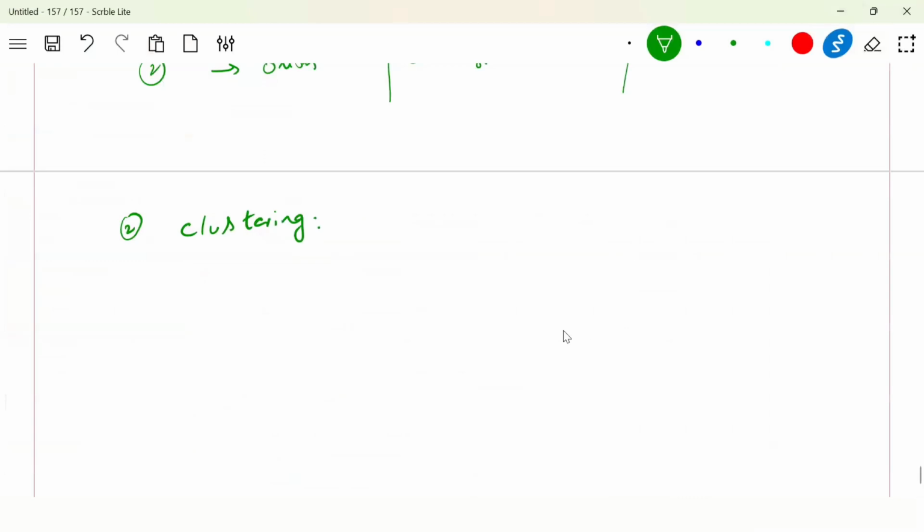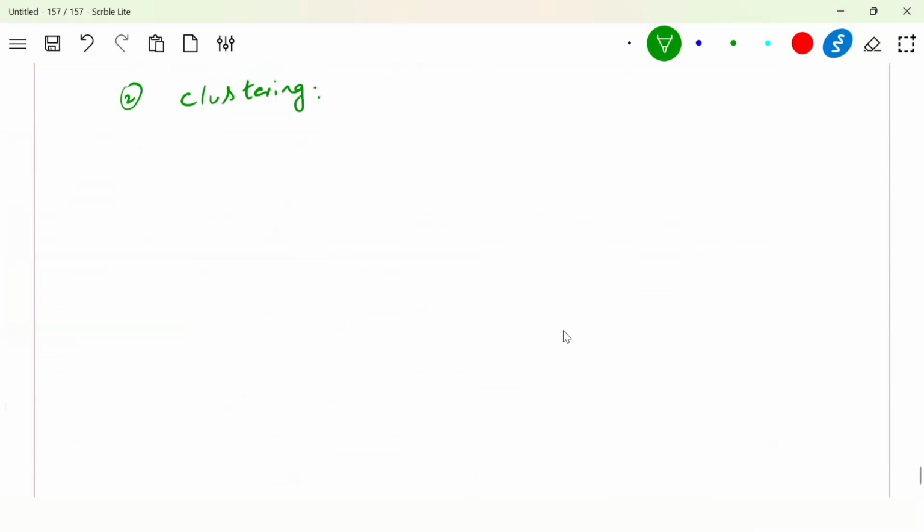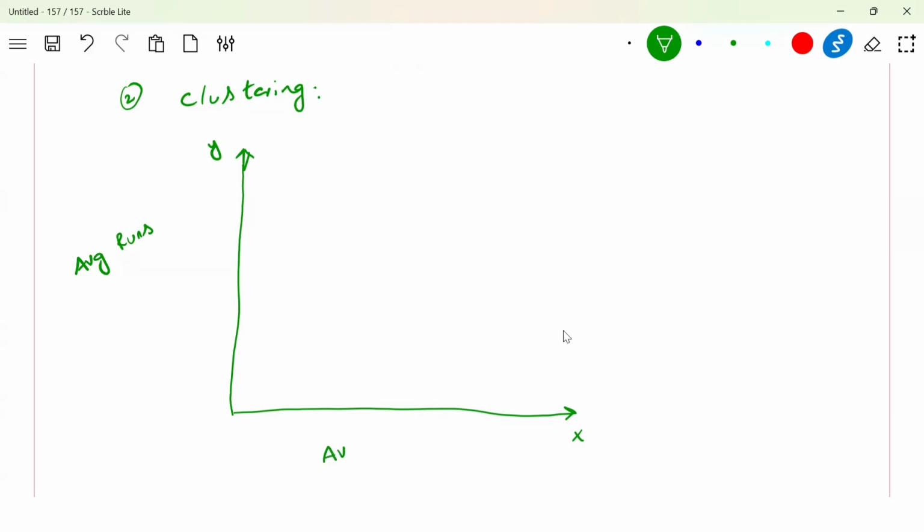So what I'm doing is I'm taking two things. Come here. Let me take it like this. Consider this as my y-axis. Consider this as my x-axis. So this is my y, this is my x. On the y-axis, I'm taking average runs, the average runs of different batsmen. And on the x-axis, I'm taking average wickets.